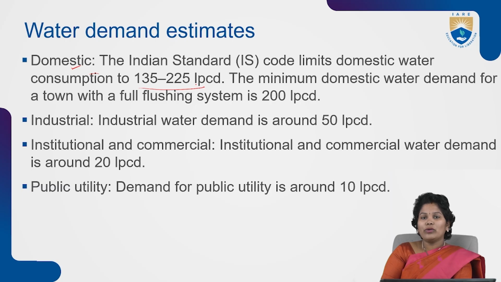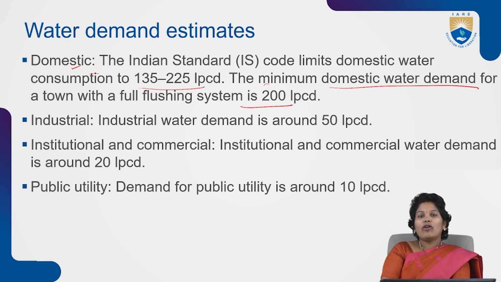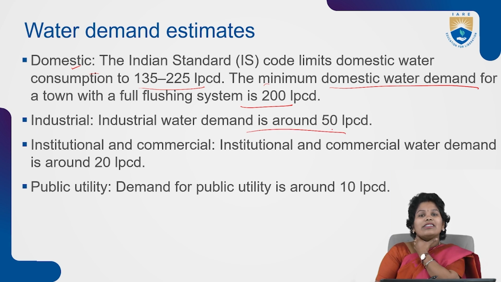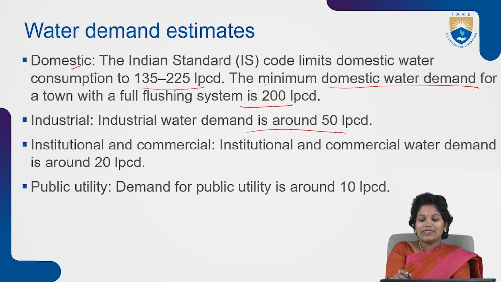Consumption is 135 to 225 liters per capita per day, right? So this is 135 to 225. The minimum domestic water demand for a town with a full flushing system is 200. With a full flushing system, the water consumed per day is 200. Now coming to industries, the water demand is around 50 lpcd.